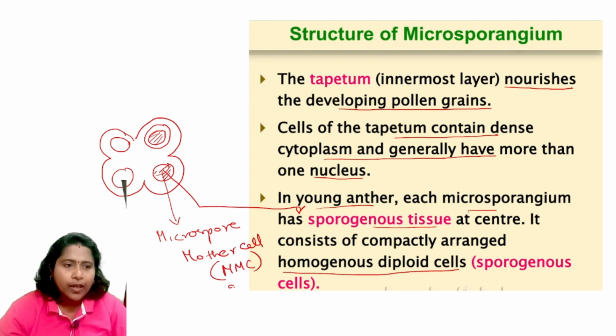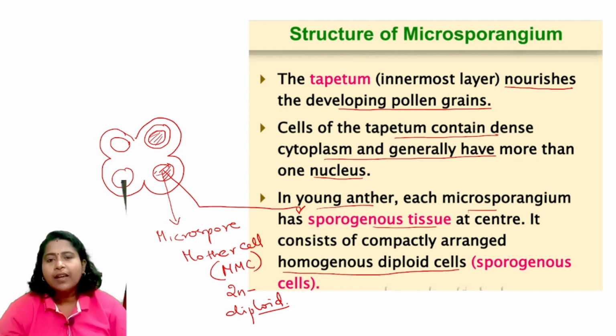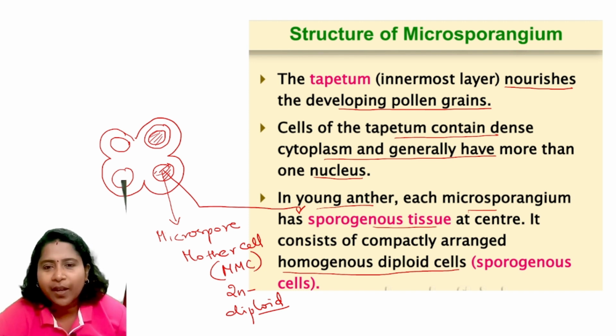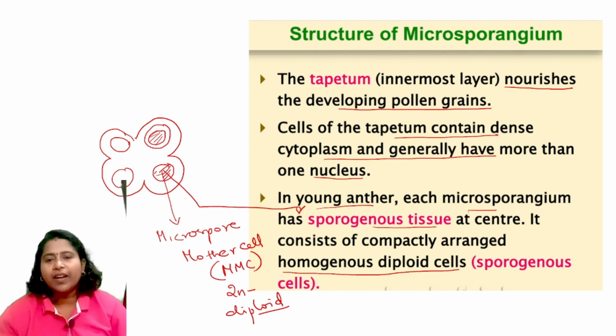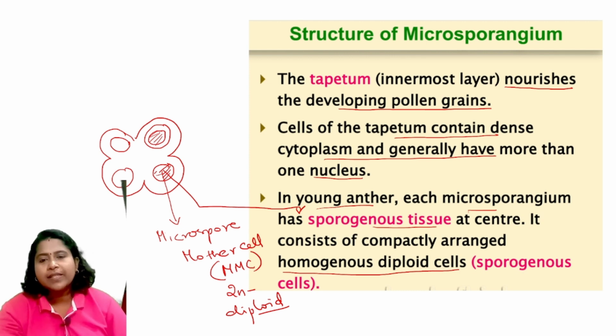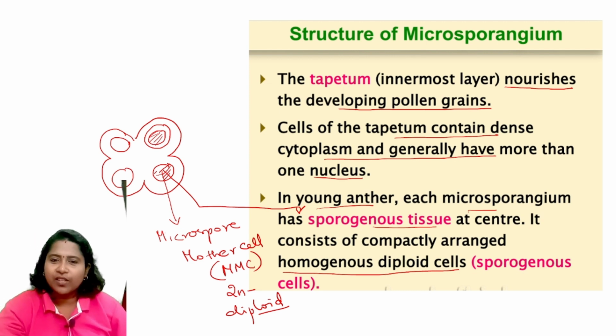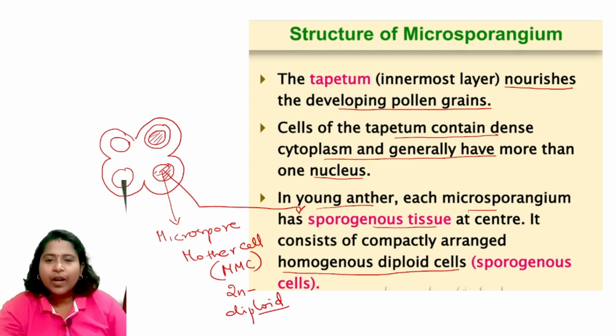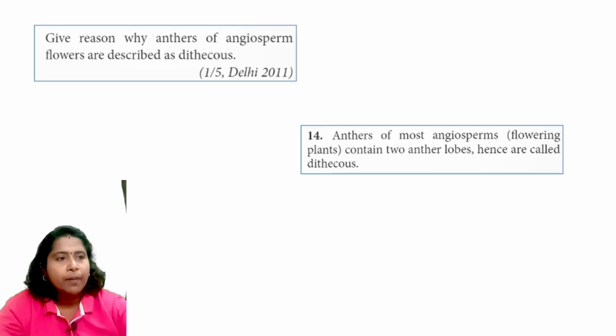It is 2n in number, that is, diploid in nature in the young microsporangium. After that only it will undergo meiosis. Then it will be converting into pollen grains. That we will be studying under microsporogenesis. Is that clear? Now, this is the structure of the microsporangium.